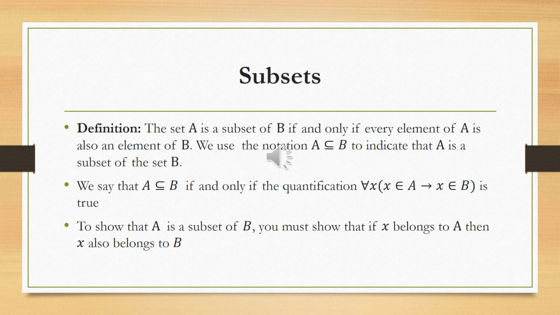Subsets. Definition: the set A is a subset of B if and only if every element of A is also an element of B. We use the notation A ⊆ B to indicate that A is a subset of the set B. We say that A is a subset of B if and only if the quantification for all x, x is an element of A implies that x is an element of B. To show that A is a subset of B, you must show that if x belongs to A, then x also belongs to B.